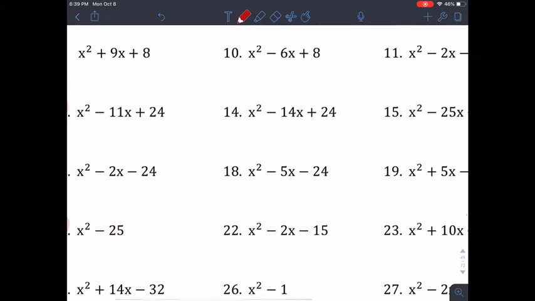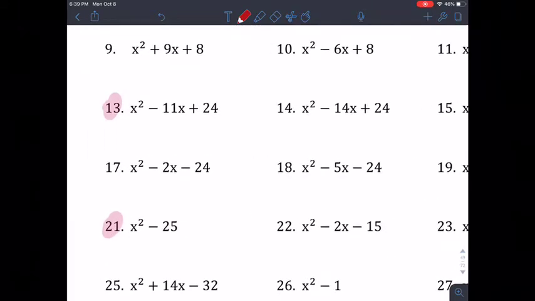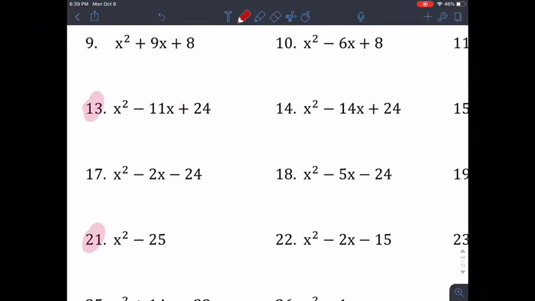So let's look at 13. So again, factors of 24. 1 and 24, but that one doesn't help me. 2 and 12, that one doesn't help me. 3 and 8, ooh, that one looks like it might work, because if I add 3 and 8, that gets me 11. So let's try it. X and 3 and then X and 8. I don't know where I got 24 from.